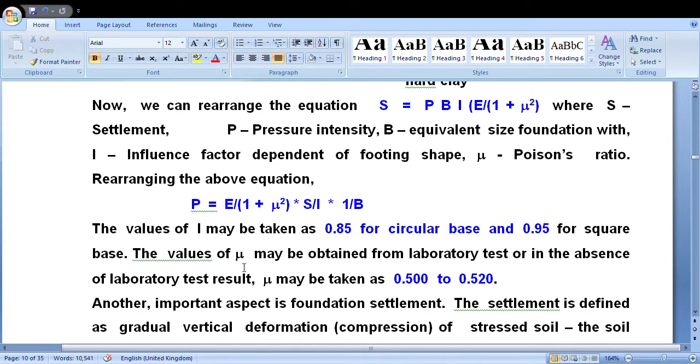And this Poisson ratio, we can calculate from the laboratory compression test also. Normally in case of soil, it is always within the range of 0 to 0.5. Normally less than 0.5 it is harder soil, and for softer soil it will be close to 0.5.